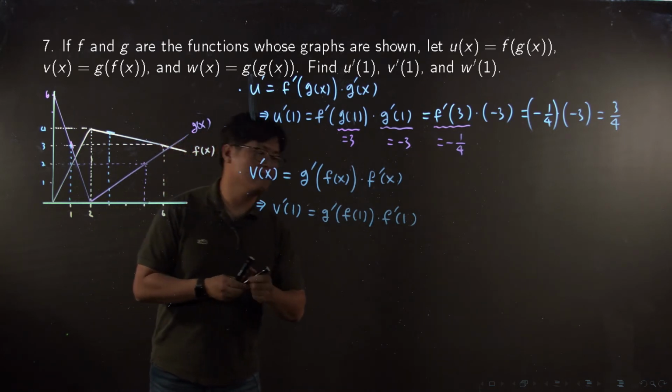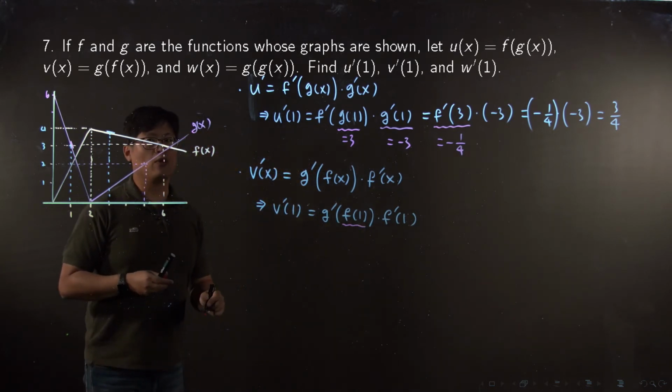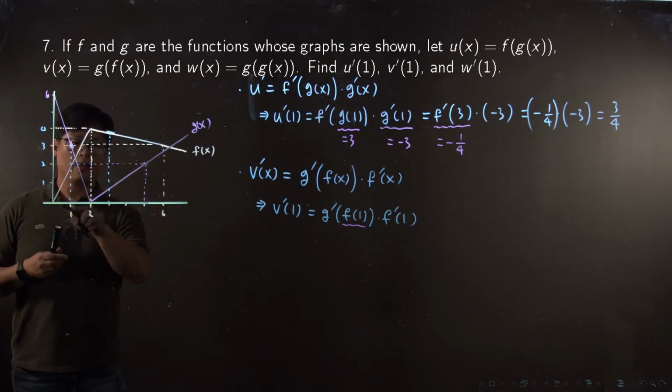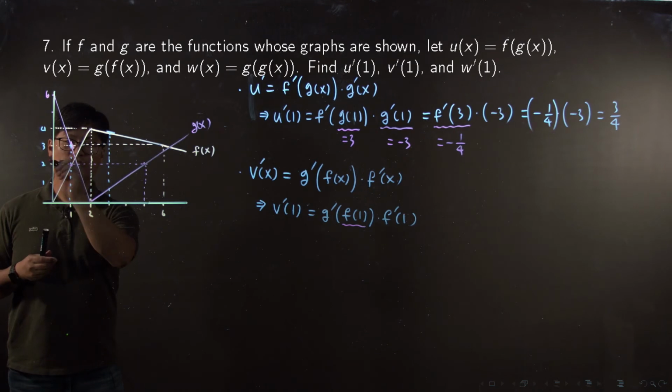What is f of 1? That is just the function value, which is the y component on the graph of f of x. f of x is this one, right? And at x equal to 1, this point, it is 2, right?